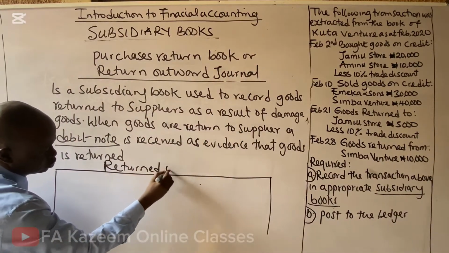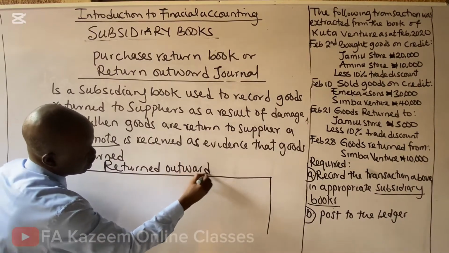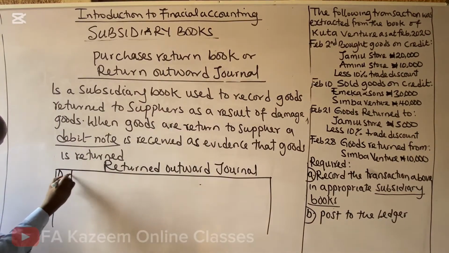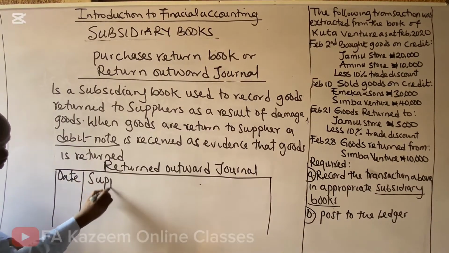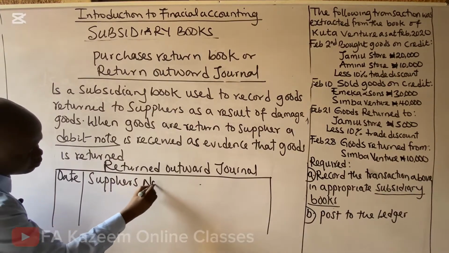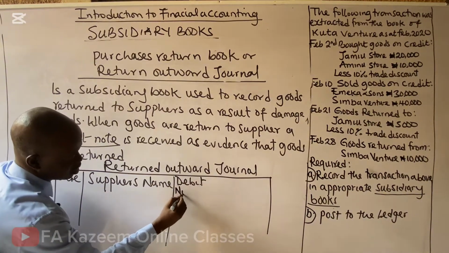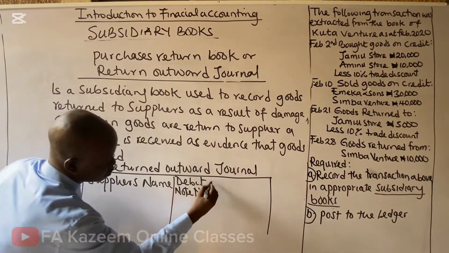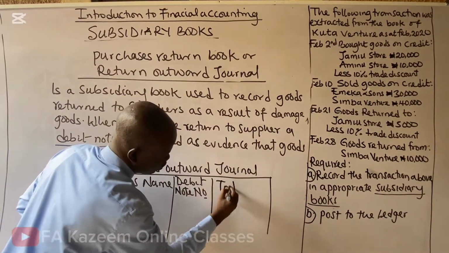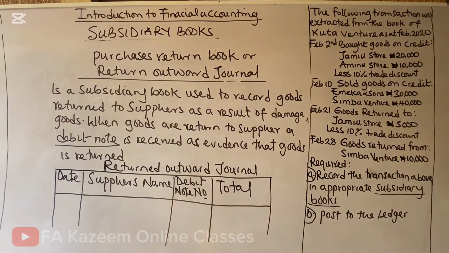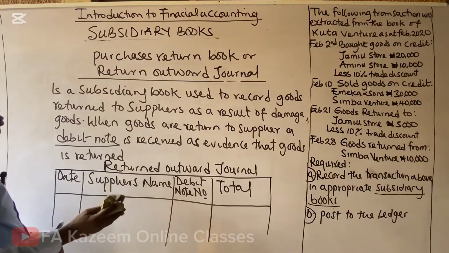Return outward journal. It has date, it has a supplier's name. The source document is known as a debit note number, and it also has a total. This is the format used to record return outward book, or we call it return outward journal, or we call it purchase return book.